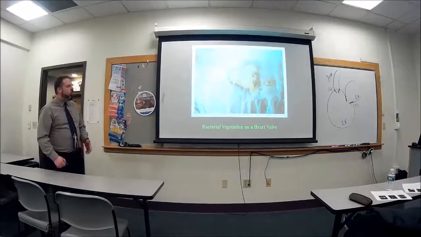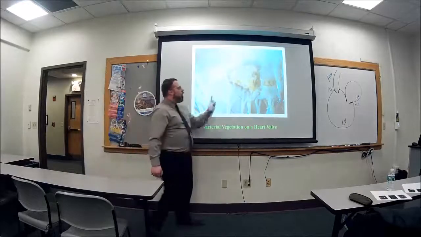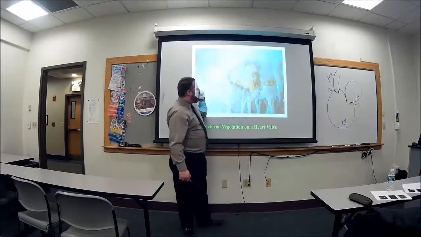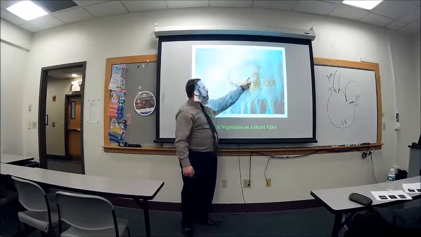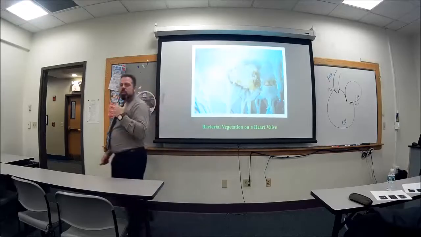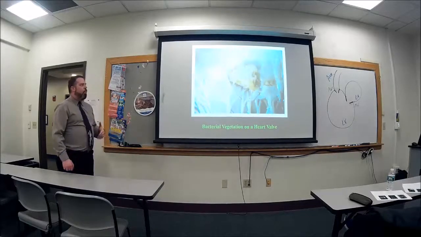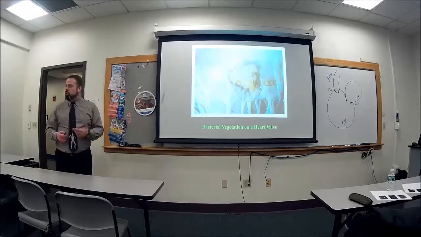Okay? So this is a picture of a heart valve. I forgot which one it is. It looks like either tricuspid or bicuspid valve. But this is vegetation that's going to be on there. So you can see where that builds up. And that can cause some kind of stenosis or something.